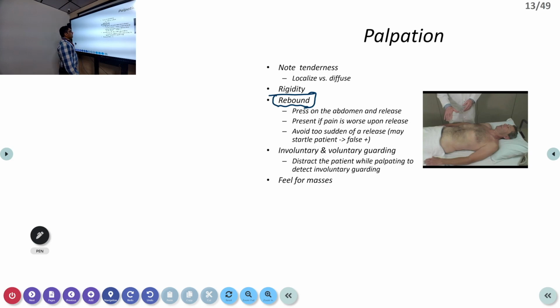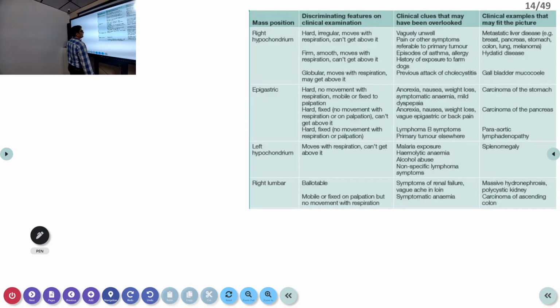And involuntary and voluntary guarding. That is, the abdomen muscles again become taut. When you start to palpate, the abdomen muscles become taut mainly because of the pain, severe tenderness. That is also mainly because of peritonitis. But voluntary is a normal phenomenon. The patient may have pain or the patient may be apprehensive. So you always ask the patient to relax as well as bend his knee so that the abdominal muscles are relaxed. So these are some of the masses which are usually seen.